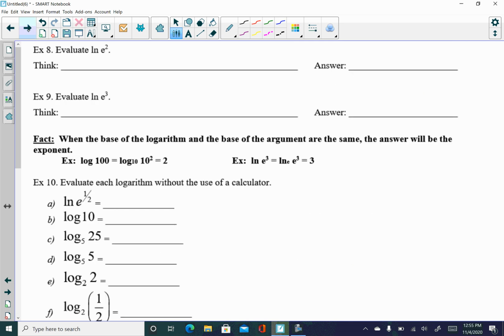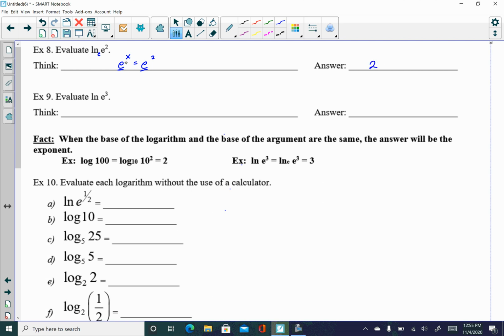In example 8, it wants us to evaluate the natural log of e squared. So remember that this is an imaginary base e down here, so we're saying e raised to what power equals e squared. And if you think about it, you're trying to figure out e raised to what power is going to equal e squared. Well, the only way that these two expressions are going to be equal is if the exponents are the same, because the bases are already the same. So when the bases are already the same, you can just set the exponents equal to one another, and you have your answer. So here, x equals 2.